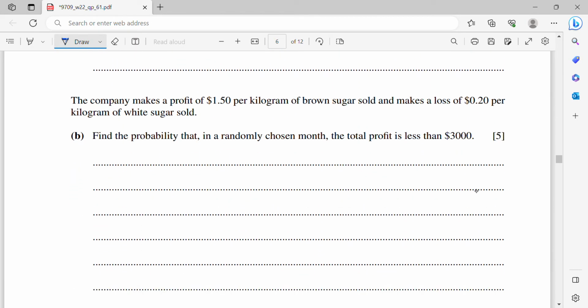Now the company makes a profit of $1.50 per kilogram of brown sugar sold, and makes a loss of 20 cents per kilogram of white sugar sold. B. Find the probability that in a randomly chosen month, so now it's considered 1 month, the total profit is less than $3,000. Okay, so from here, we know that, let's say the total profit is T. It will be 1.50 because this is a profit, from the brown sugar.